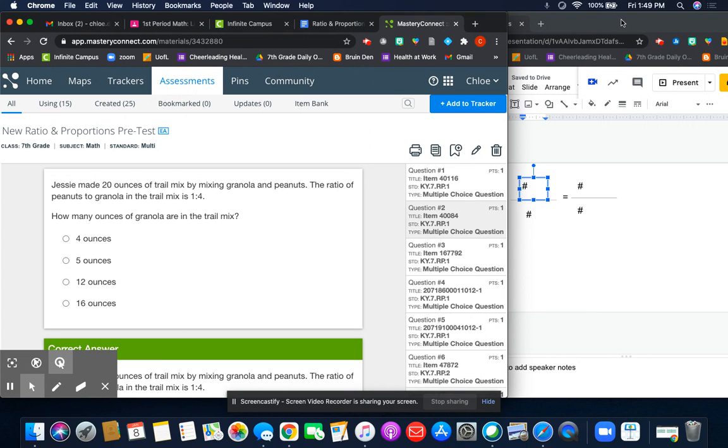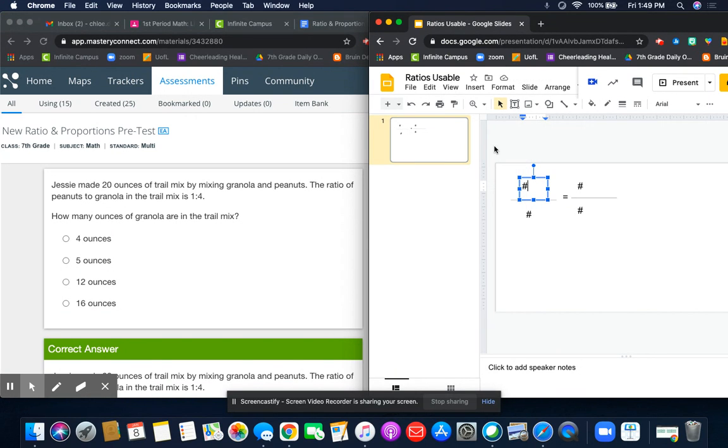All right, problem 2. I did not like the wording of this, so I changed it a little bit on your test. It told us that we had 20 ounces of granola in this mix. So we know at some point we're going to end up with 20 ounces of granola.